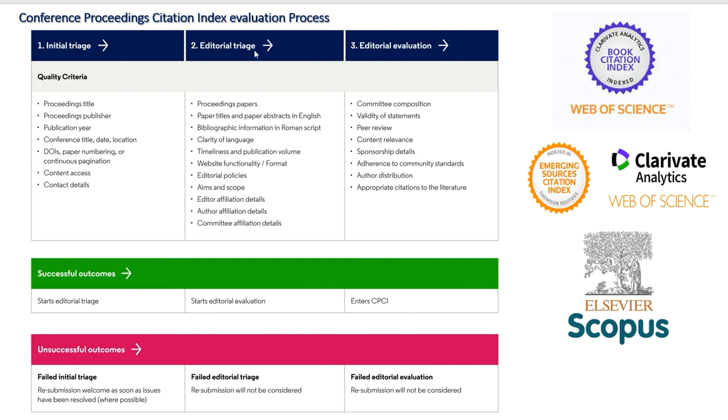If any three of these things are not done in a successful manner, then immediately it goes through unsuccessful outcomes. These are failed initial stage, failed editorial stage, and failed editorial evaluation. Whatever it may be, if they fail, then automatically the process does not come to finalization.